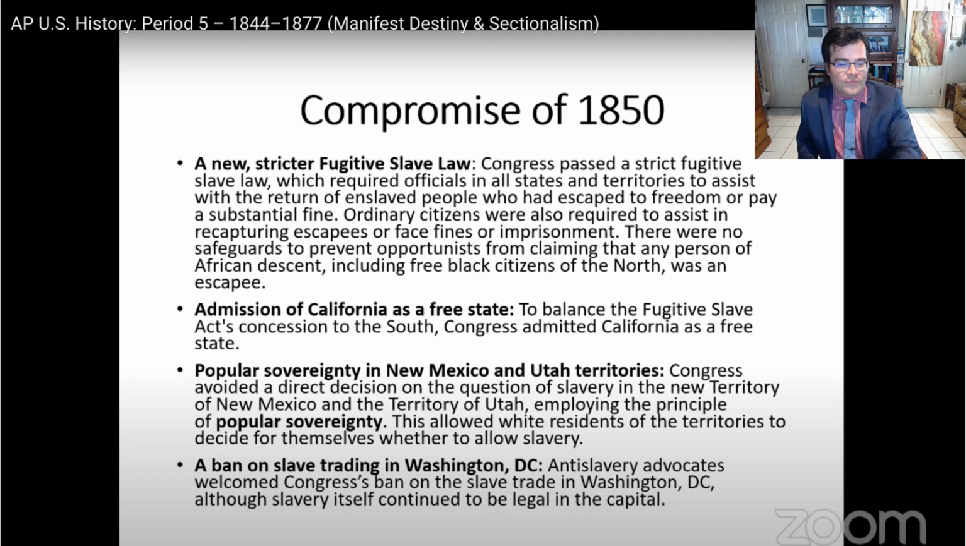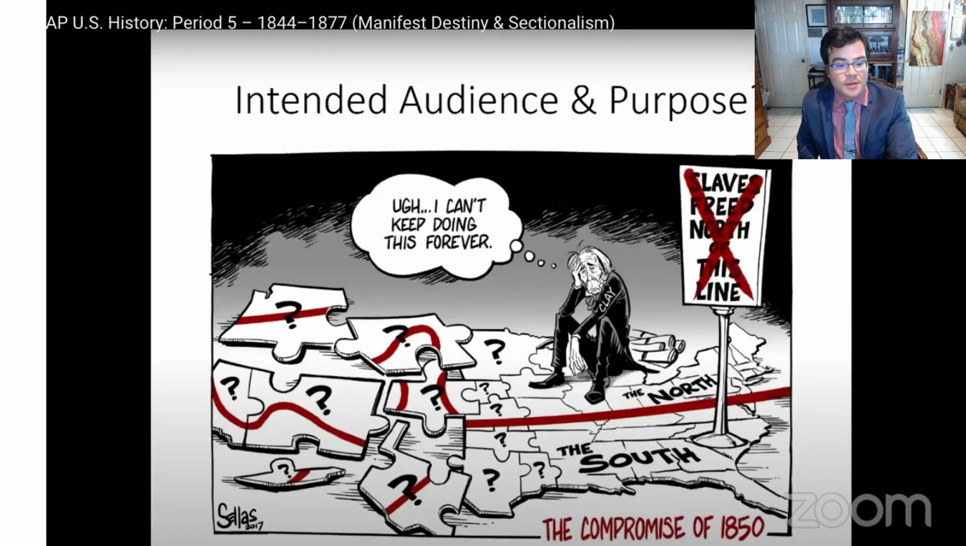And there's a lot of sketchy things that can happen in elections and with voting, especially back in the day. And so it just opens the door for slavery to spread all over the place.